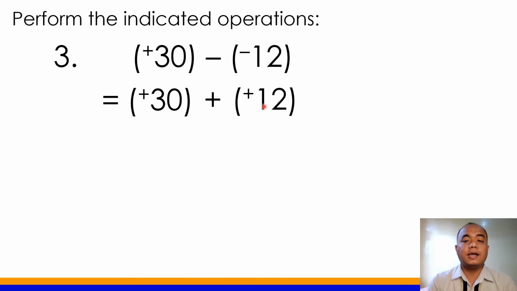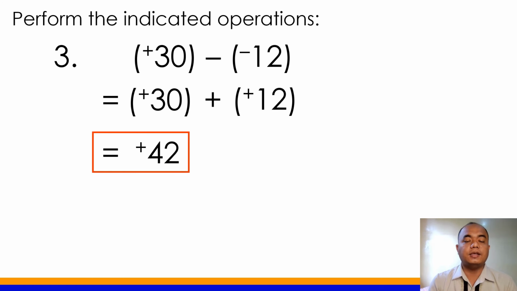So, take note, i-apply na natin yung ruling ng ating adding integers. So, pareha sila ng sign, class. Kung pareha sila ng sign, then proceed to addition talaga. So, 30 plus 12 ay magiging 42. Of course, positive yan kasi positive naman talaga yung dalawang numbers natin na in-add. Okay, so that's positive 42.